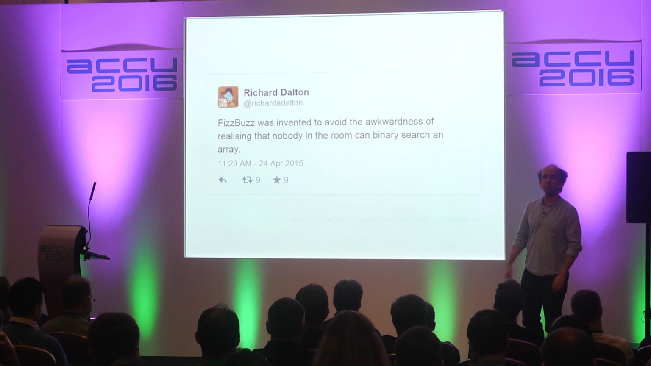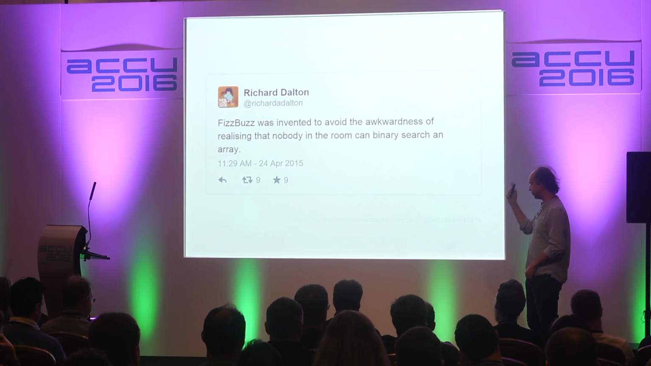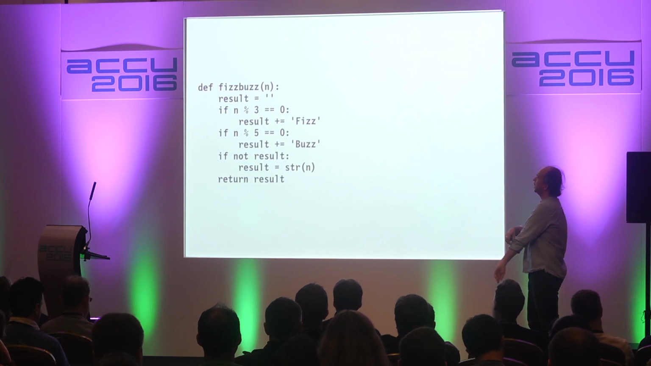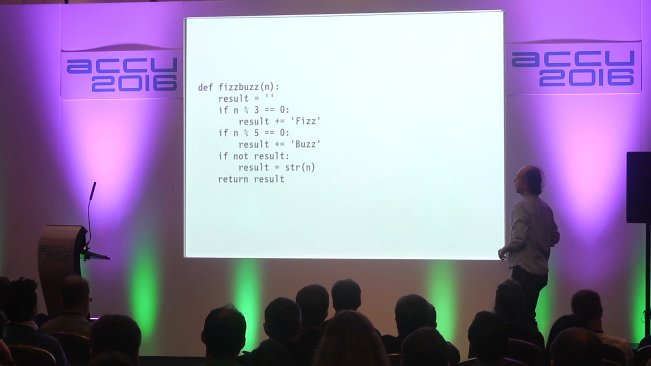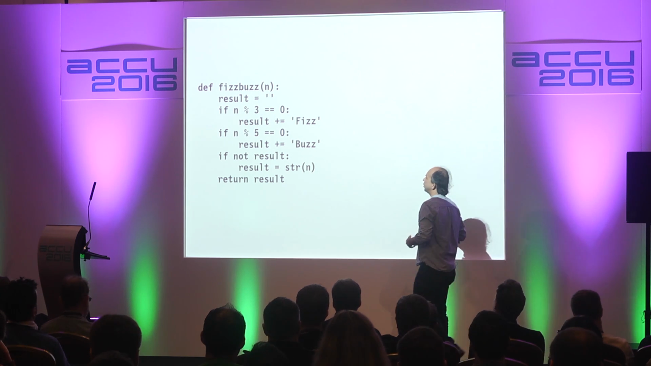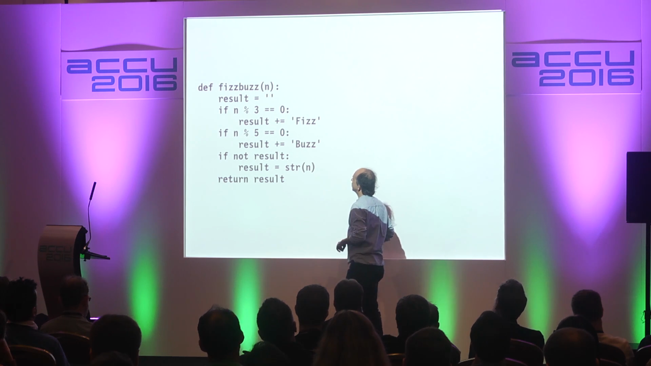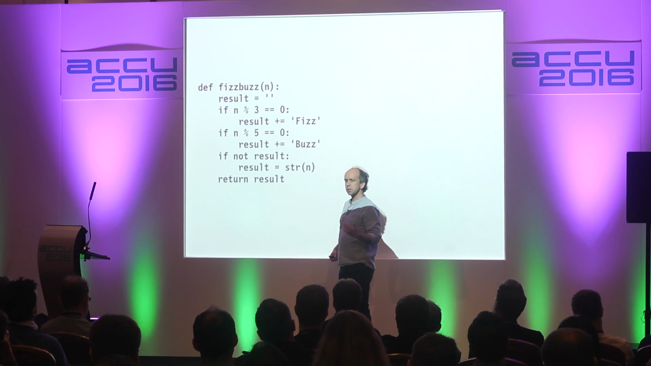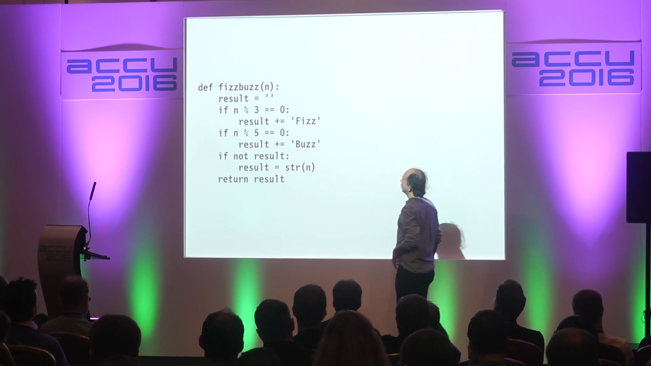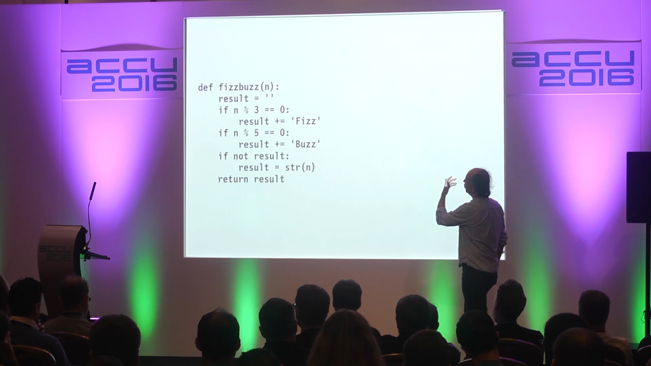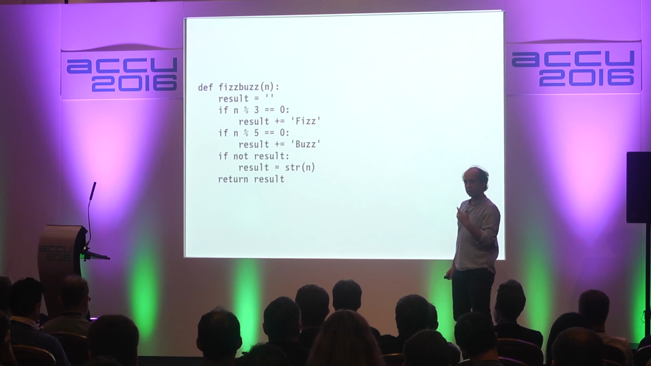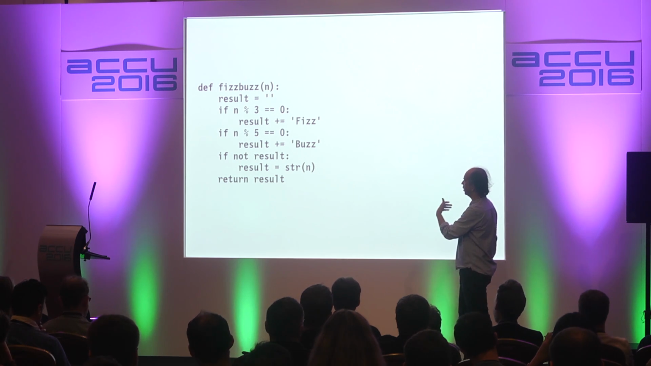So, not the world's hardest programming problem, but apparently it's really important. So here's a fairly imperative implementation of this in Python. What I'm trying to get across here is imperative: first of all, we set up a result variable. We're going to use this to convey the result. Then we check whether or not n is divisible by 3. Then we append fizz if it is. We then check if it's divisible by 5. We append buzz if it is.